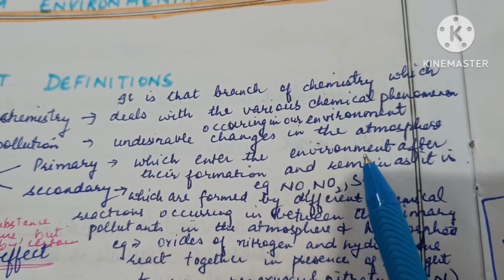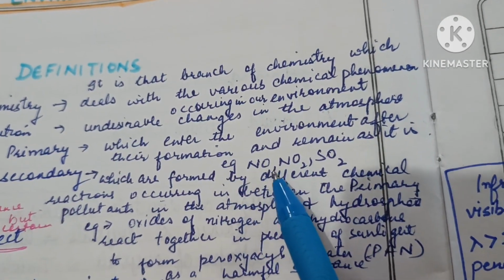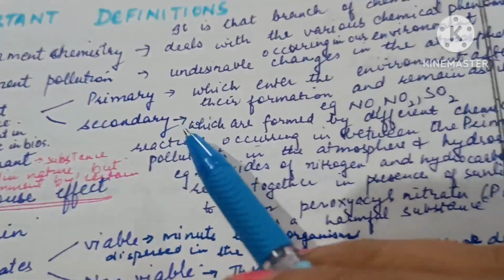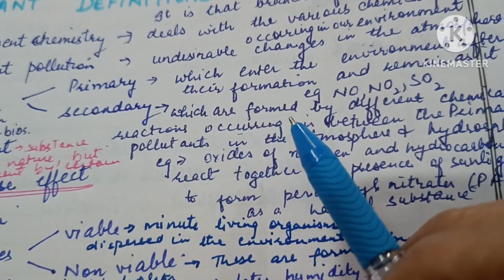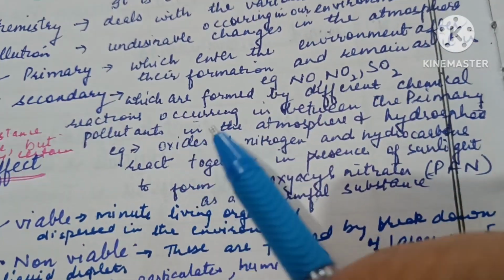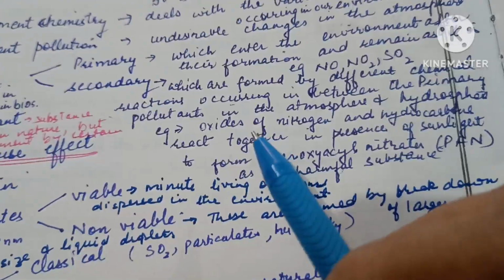Primary pollutants are those which enter the environment after their formation and remain as they are, for example nitric oxide, nitrogen dioxide and sulfur dioxide. Whereas secondary pollutants are formed by different chemical reactions occurring between the primary pollutants in the atmosphere and hydrosphere.